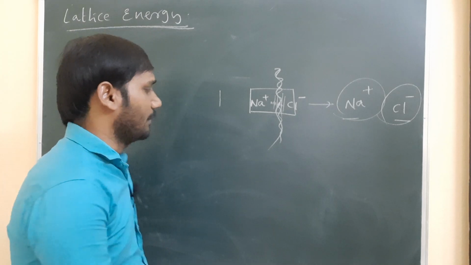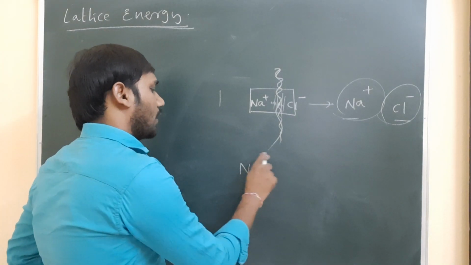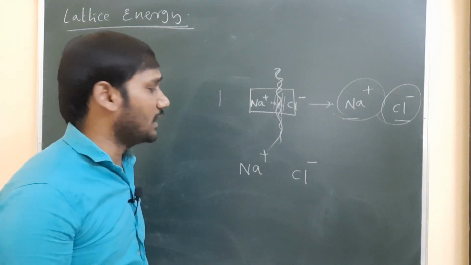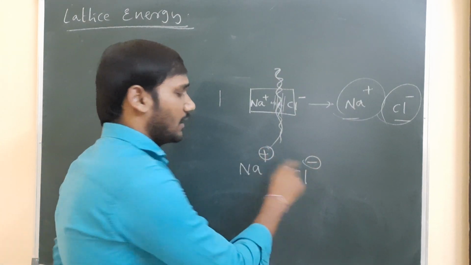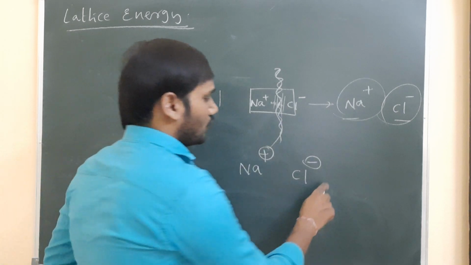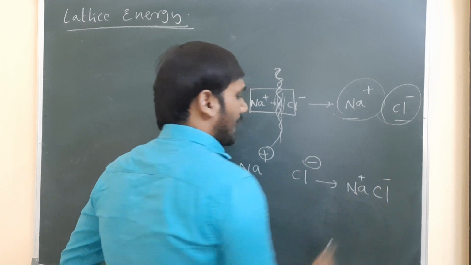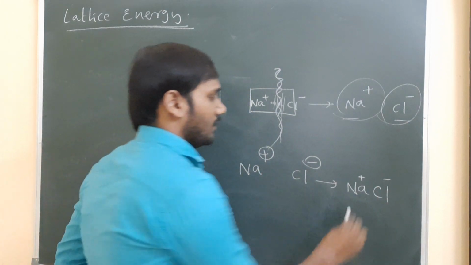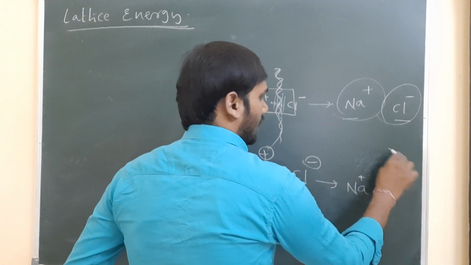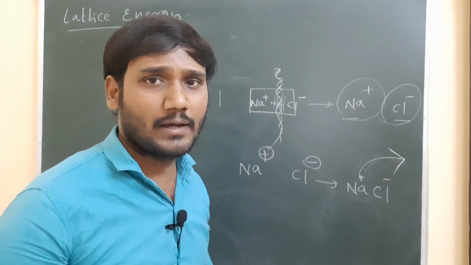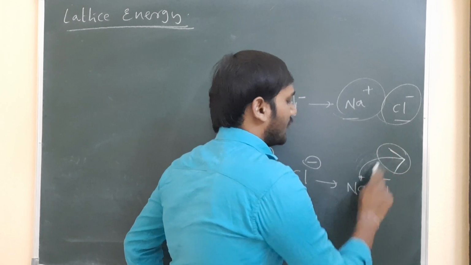And the other definition: sodium has a positive charge, chlorine has a negative charge. Due to the oppositely charged ions, these two particles come close to each other, and a crystal lattice is formed. In this formation, some amount of energy is released outside.